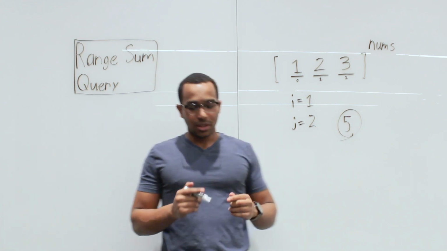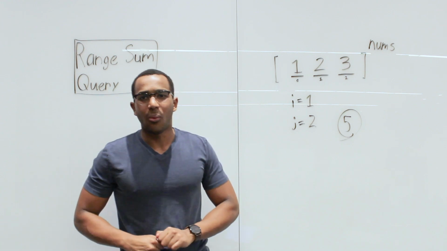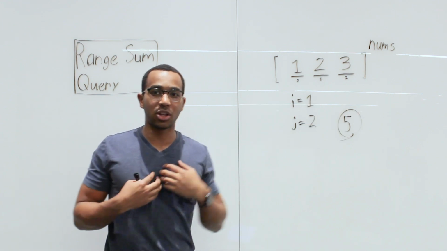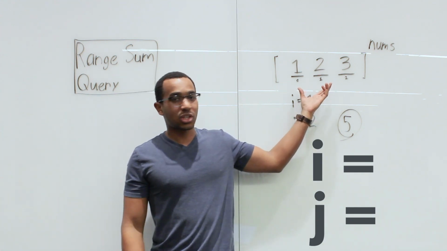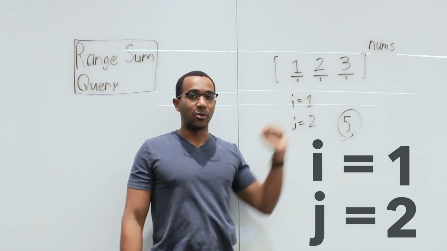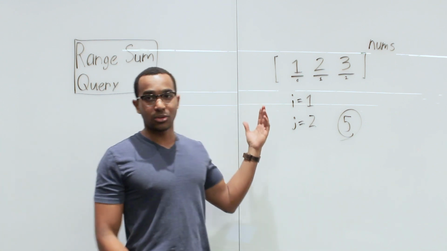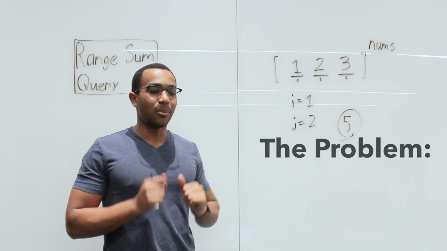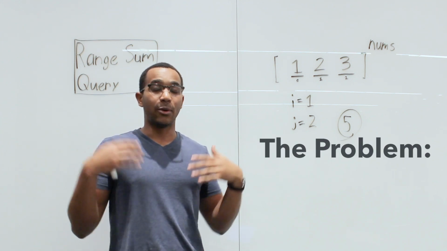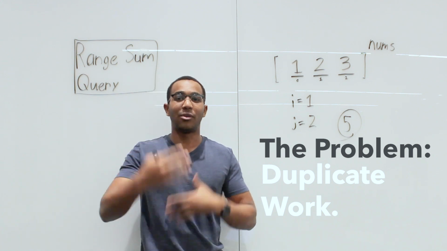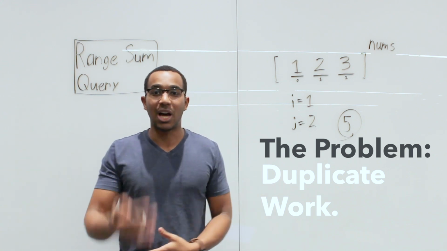So what is the difficulty in this question? Why don't I just have a linear time solution every time a caller says, hey, I want the range sum from 0 to 2, I want the range sum from 0 to 1, from 1 to 2? Why don't I just count from 0 to 2, 1 to 3? So the problem with that is this is going to be a repeated operation. The problem description says that this operation is going to be done multiple times.